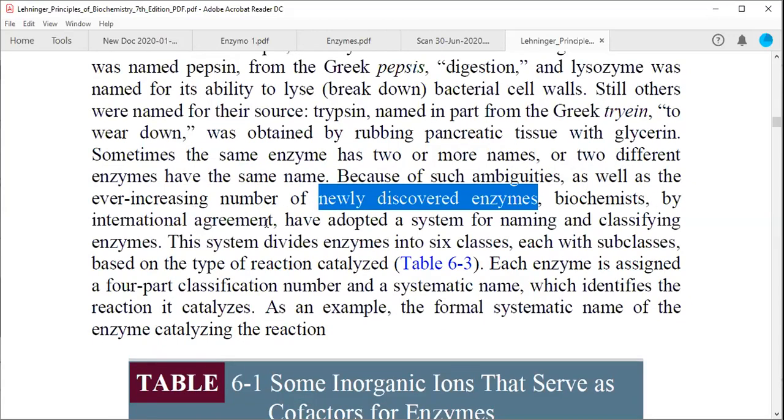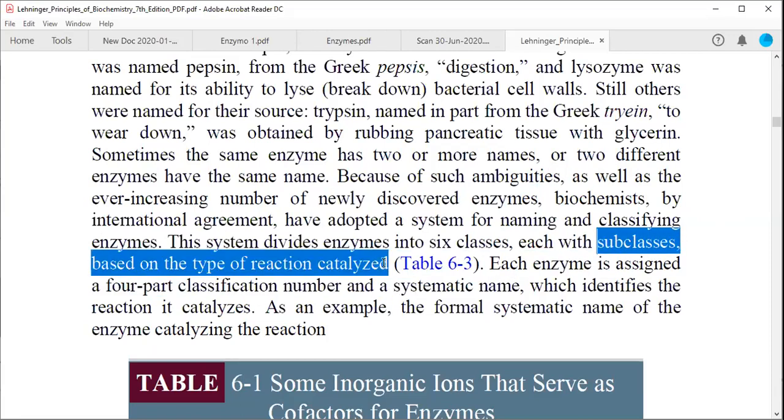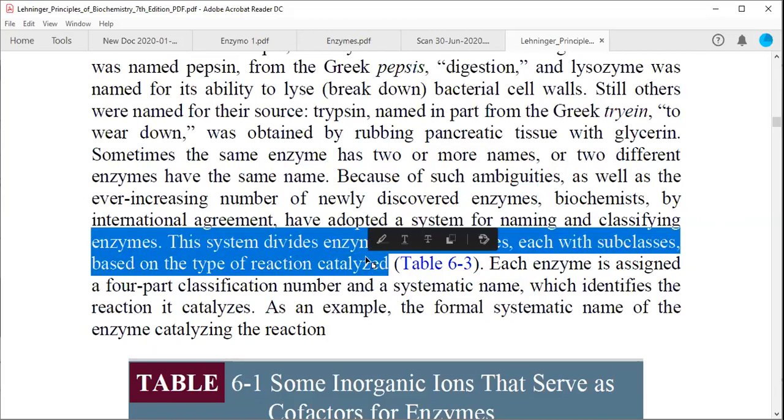So biochemists, by international agreement, have adopted a system for naming and classifying the enzymes, and this system divided enzymes into 6 classes with subclasses based on the type of reaction they catalyze. So if someone asks you this question, these subclasses are formed based on the type of reaction; the 6-class system was based upon the type of reaction it was catalyzing.